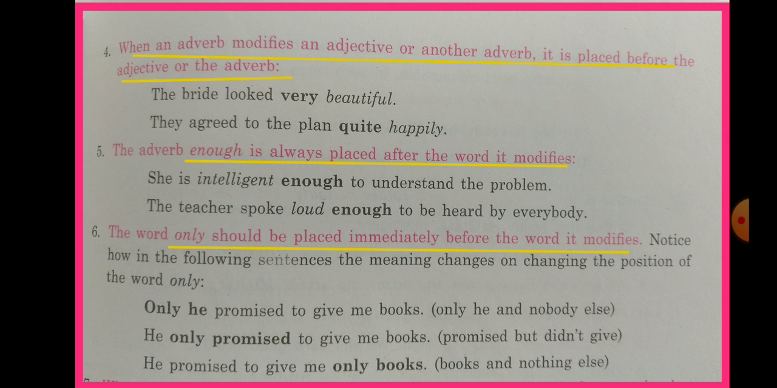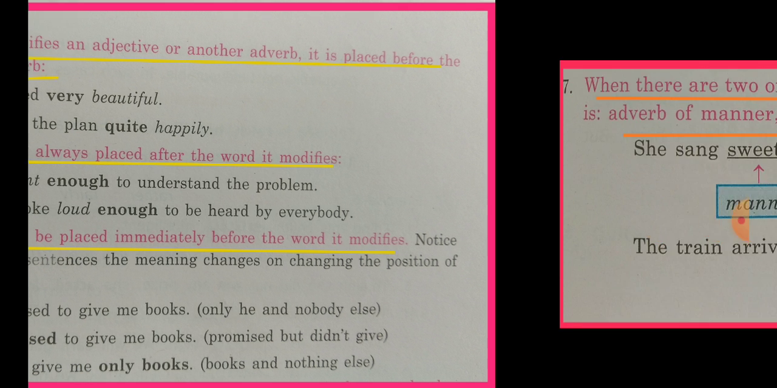Now the next rule regarding it is that the word only should be placed immediately before the word it modifies. Like, only he promised to give me books. Now it is indicating that only he, nobody else. So in such a situation, the word only should be before the word it modifies. Now, he only promised to give me books. Now we have put only before promise. So we have to understand this rule, then only we will get the position of an adverb in the sentence.